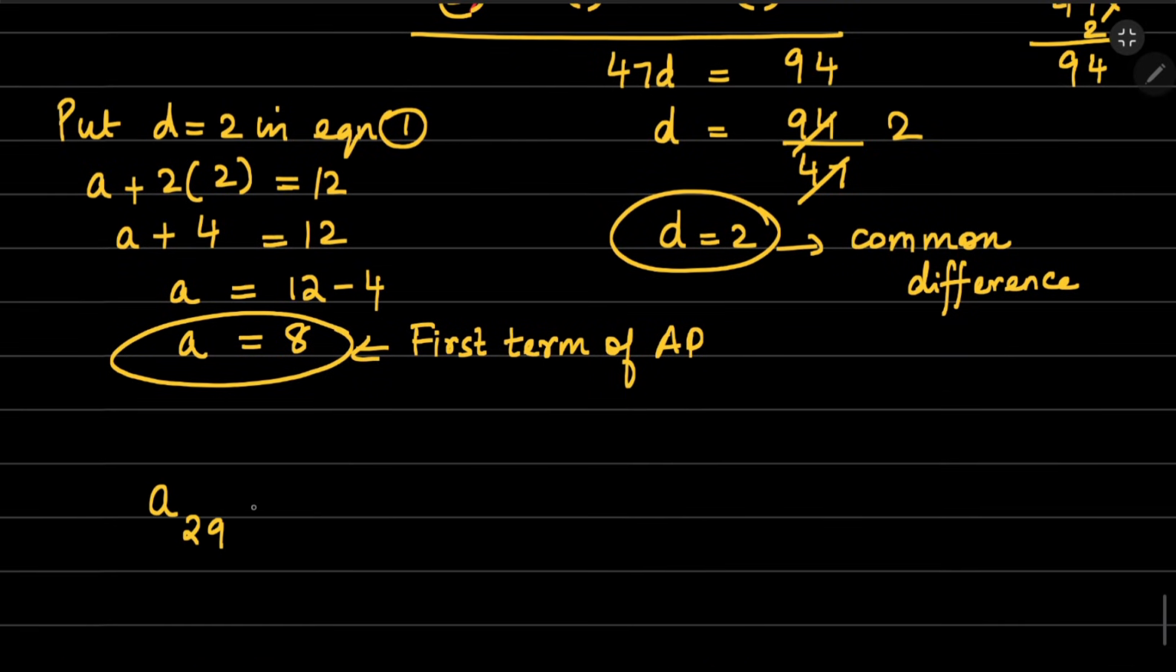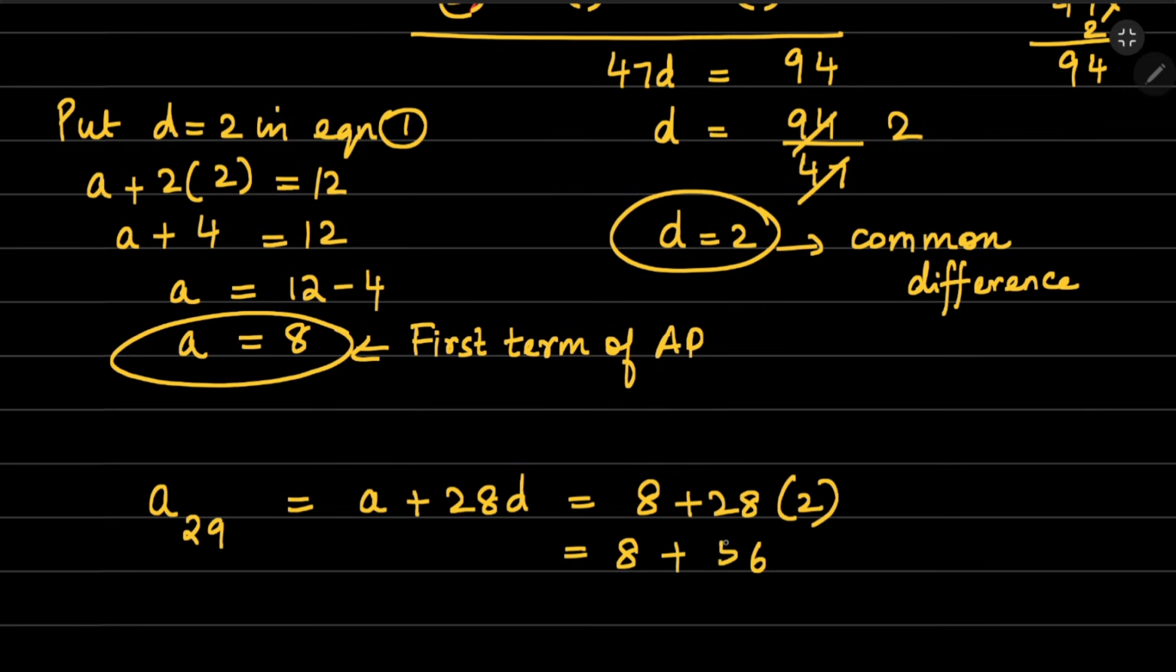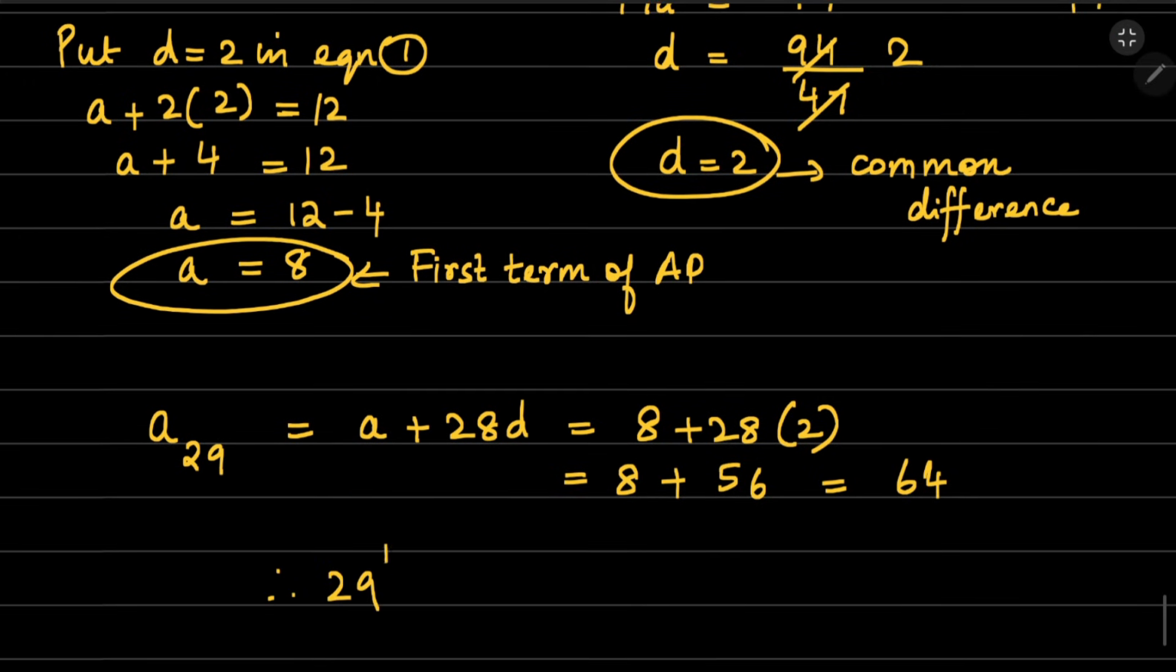So A29 is equal to A plus 28D. What is A? 8 plus 28 into D, which is 2. So let's calculate 8 plus 28 into 2. It's 56. 56 plus 8 will be 64, right? So therefore you can write down, the 29th term of the AP will be 64, and that's your answer.